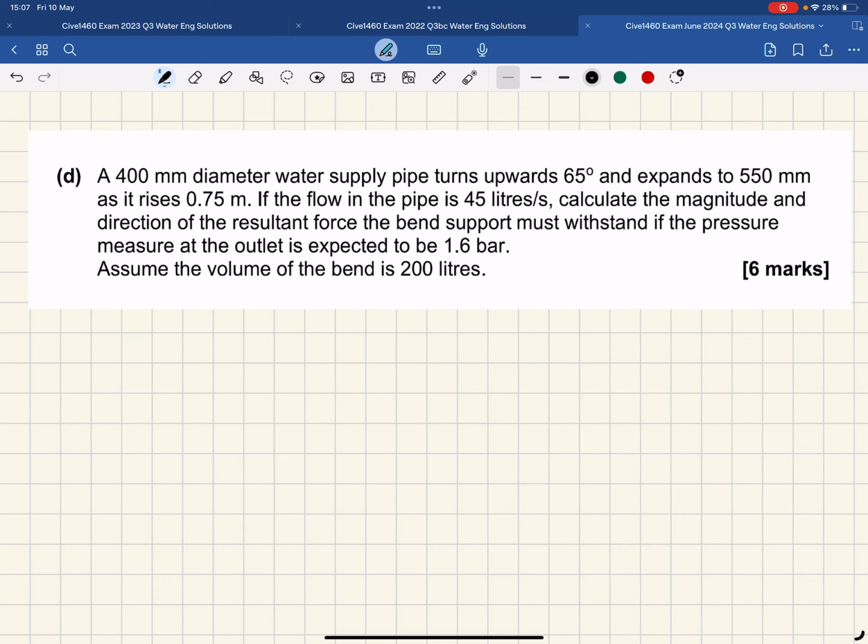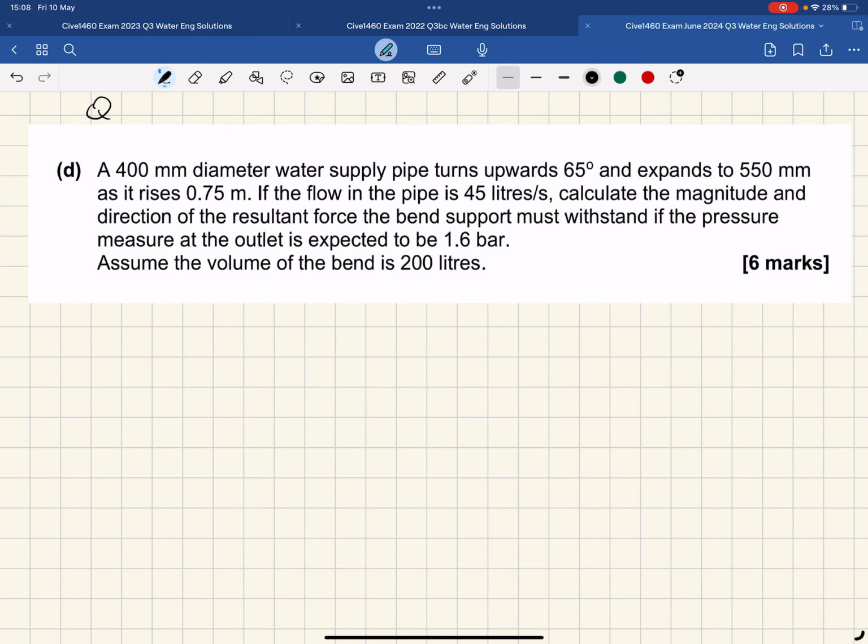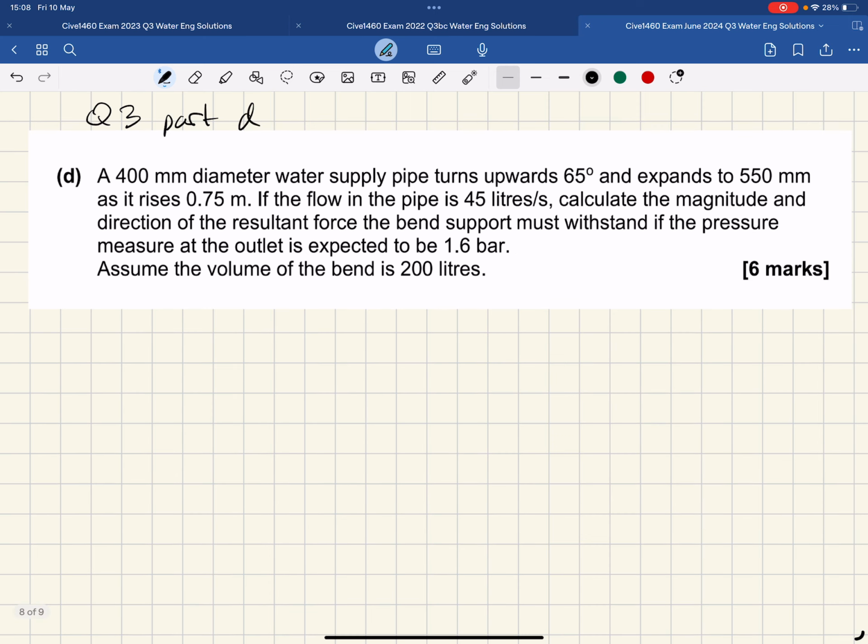Okay, this is the solution to part question 3, part D, from the CIVE1460 exam in June 2024. Okay, so we've got here quite a common question.